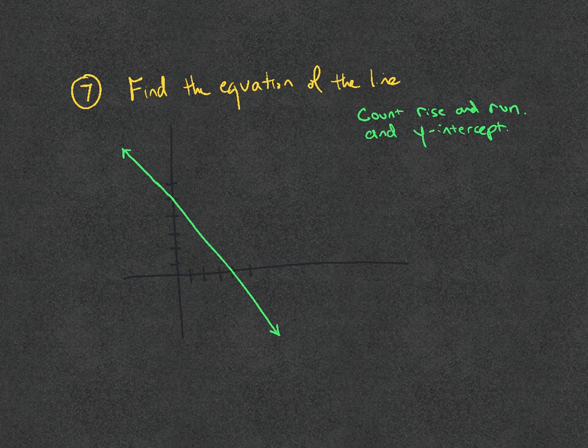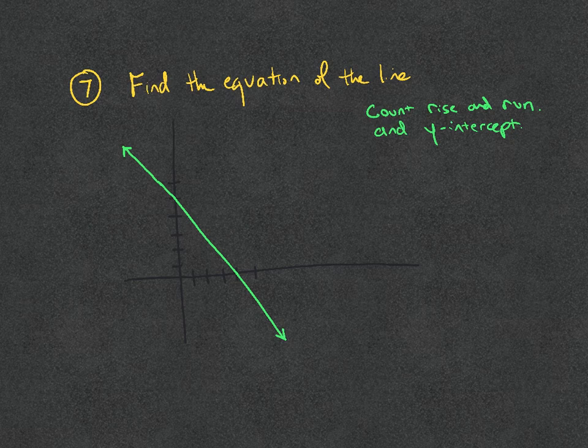Number 7, find the equation of the line. I'm going to count the rise and run and the y-intercept. So counting the rise and the run, you just want to pick 2 points. It doesn't really matter which points you pick, but this clearly goes through that point and clearly goes through that point. So if we start at one of them, it doesn't matter which one you start at, but let's say we start at this leftmost one.